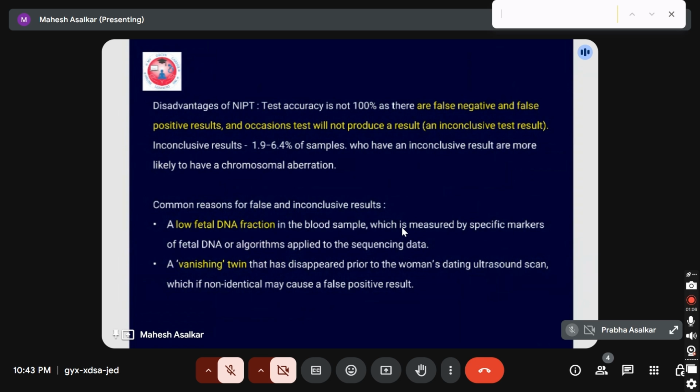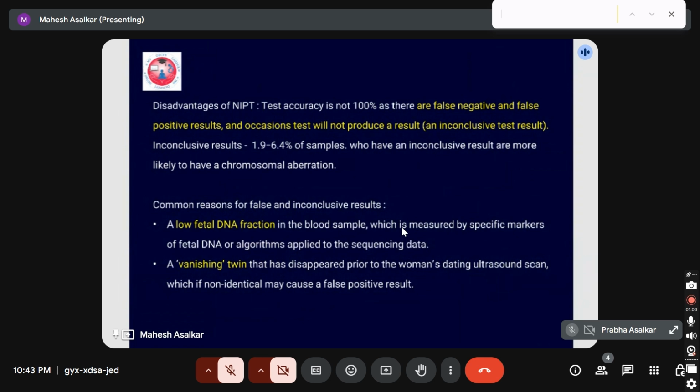Those who have inconclusive results are more likely to have chromosomal aberrations. So this is also important: if you get an inconclusive result, there are high chances that most of the time there will be a chromosomal aberration. Okay, so what are the common reasons for false and inconclusive results? One is a low fetal fraction in the blood sample, which is measured by specific markers of fetal DNA or algorithms applied to the sequencing data. If the fetal fraction is low, it will give a negative result.